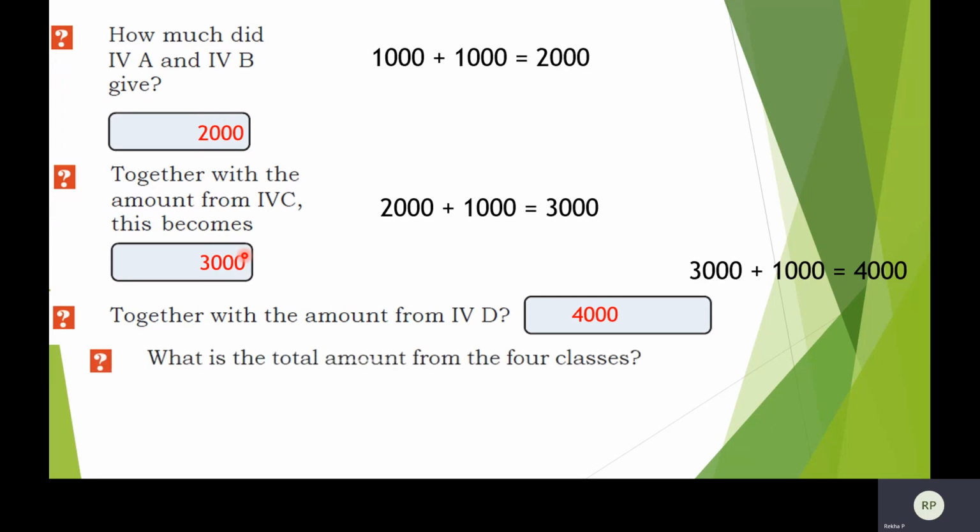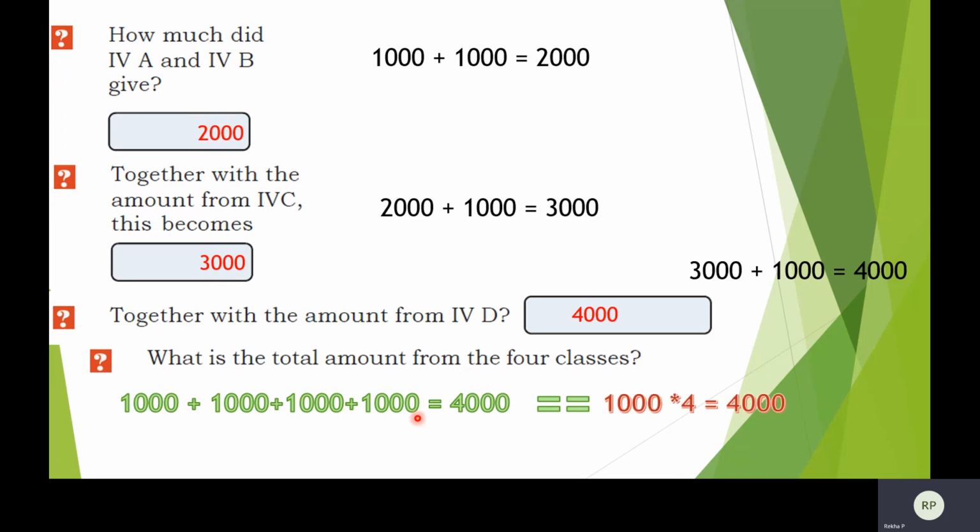Now what is the total amount from four classes? Adding up all these things, this is 4,000. So what you have done, basically, is add all the 1,000s together. 1,000 plus 1,000 plus 1,000 plus 1,000 is equal to 4,000. This is also equivalent to multiplication: 1,000 into 4 is equal to 4,000. That is multiplication.